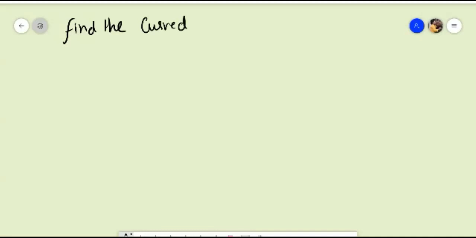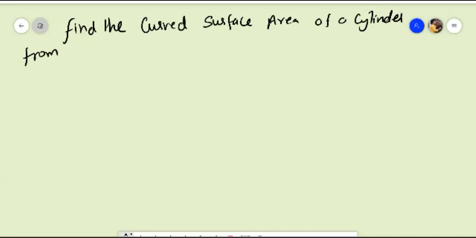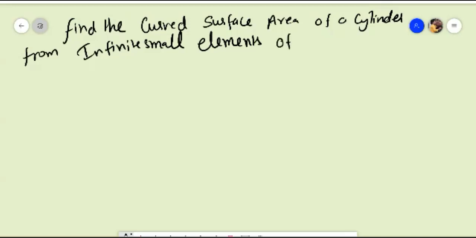So now our next question is: find the curved surface area of a cylinder from infinite small elements of a cylindrical coordinate system.